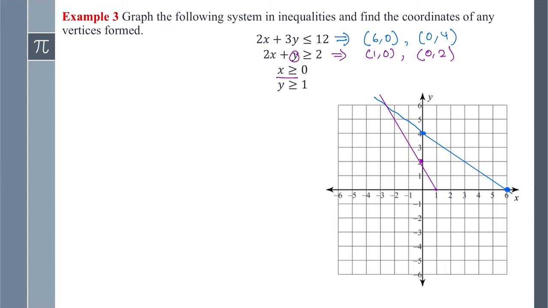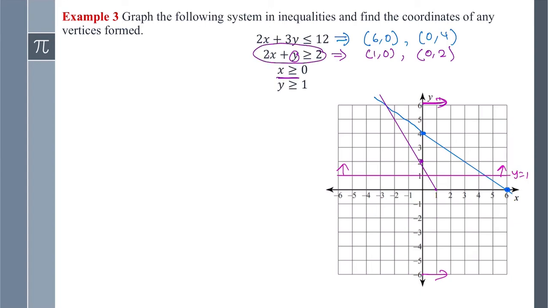So for this one, x is greater than or equal to 0, the line is right here. So x equals 0 is the y-axis, and then it's greater than or equal to 0, so it's in this direction. Similarly, y is greater than or equal to 1, so the line is right here, y equals 1, and it's above that line. Now for the purple line, let's go ahead and check. So the purple line is this line.